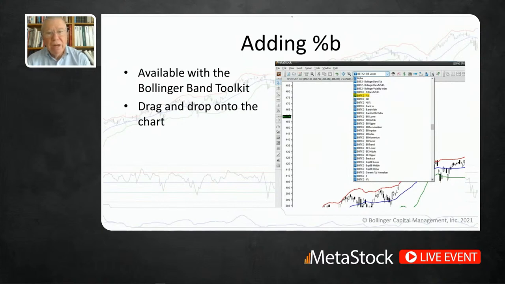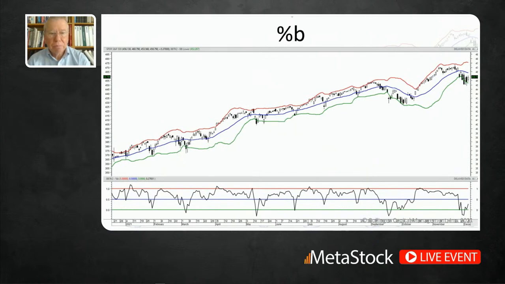So adding indicators here is pretty straightforward. Just drop down that menu, look for BBTK, and we're going to scan for percent B. We're just going to drag that and drop it onto the chart. And this is what we're going to get. Note that I've colored the reference levels on percent B to match the reference levels on the Bollinger Bands. I always keep this coloring the same. I think it makes it a little bit more visually helpful.